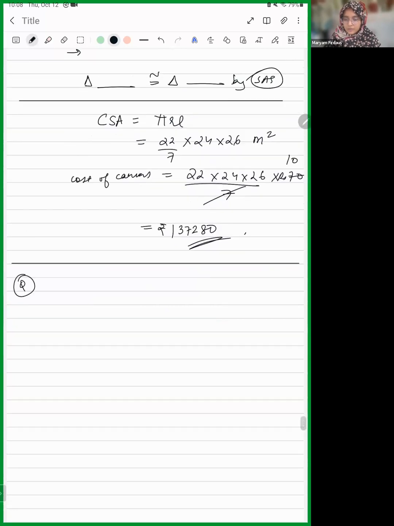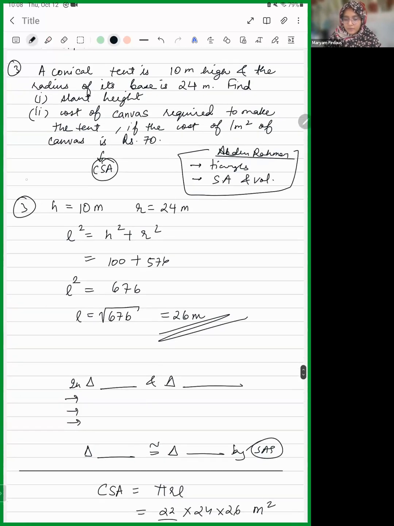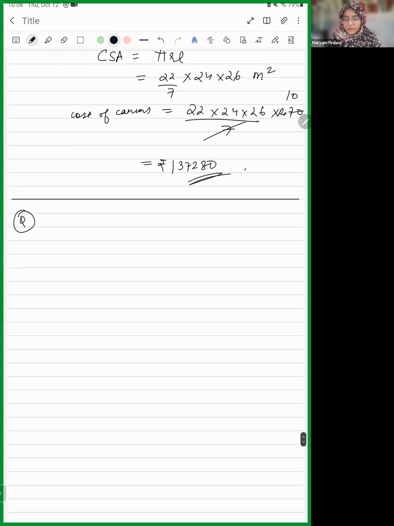Question. What's the date? Well, so can you see the question in the exercise?